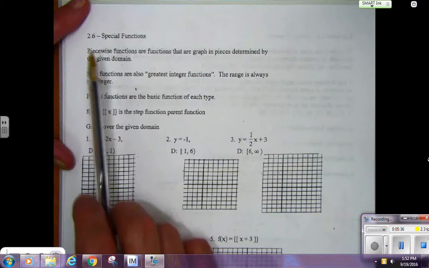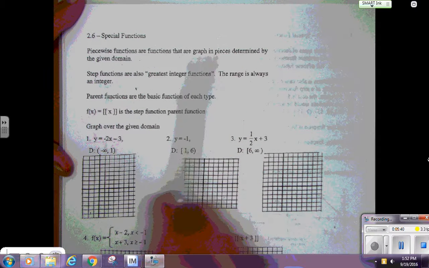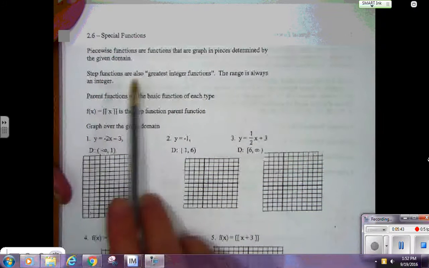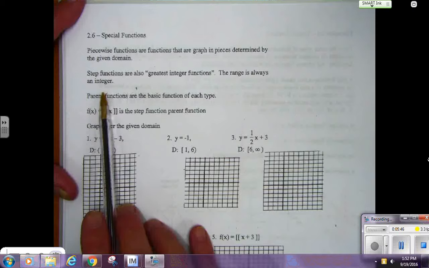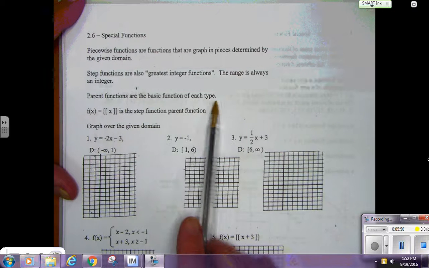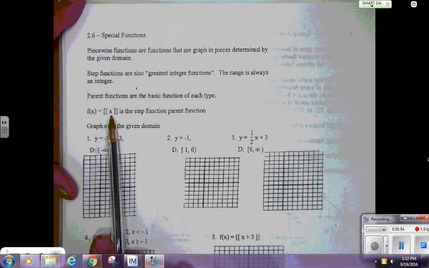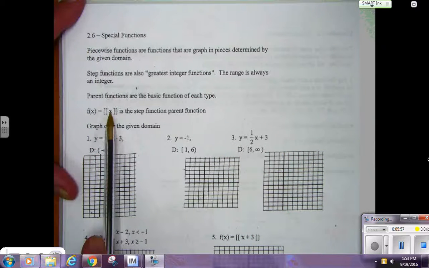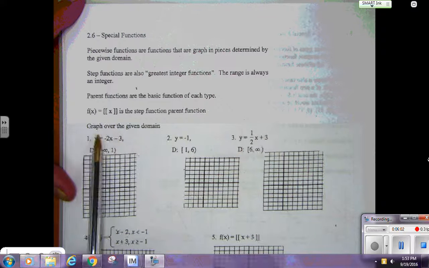Okay, piecewise functions are functions that are graphed in pieces determined by the given domain. Step functions are also greatest integer functions. The range is always an integer. Parent functions are the basic function of each type. F of x equals a step function. This is the parent function of the step function because this is your simplest step graph.